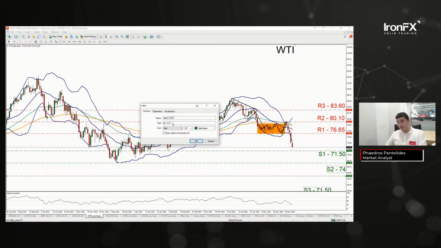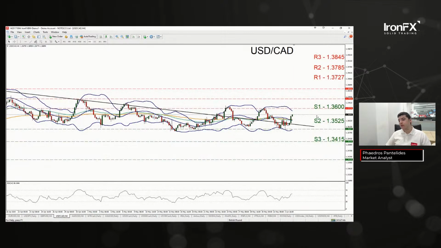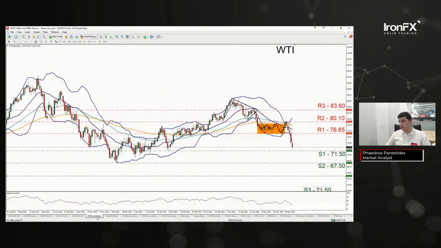67.90. If you're interested in the loonie, the BOC's interest rate decision is set to occur on Wednesday, so USD CAD might be interesting on Wednesday as well. The bank is expected to cut interest rates by 25 basis points. We will be looking at the loonie in tomorrow's analysis as well. Back to oil, 64 for S3.